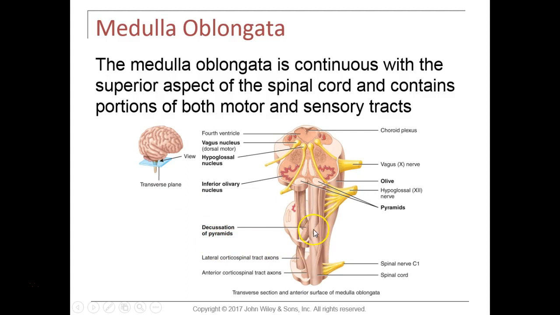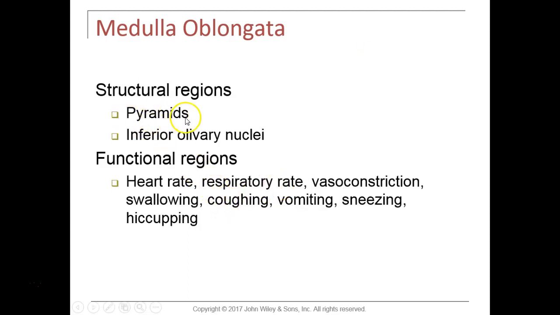So this decussation of pyramids, or crossing over here, is of some interest because ultimately the right side of your cerebrum controls the left side of your body's skeletal muscles, and the left side of your cerebrum controls the right side of your body's skeletal muscle. So basically your right arm and leg is mainly controlled by the left cerebral hemisphere and vice versa, which is of some interest there. So we have the pyramidal tracts.